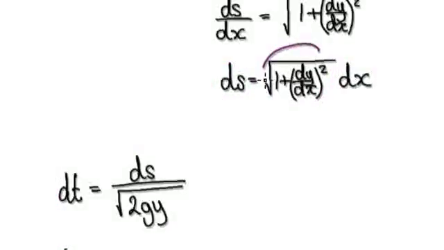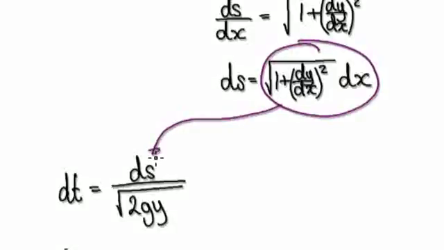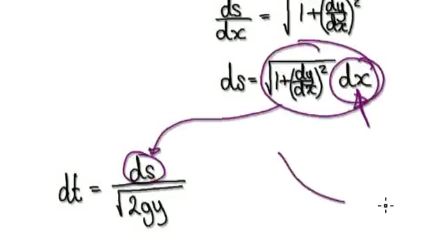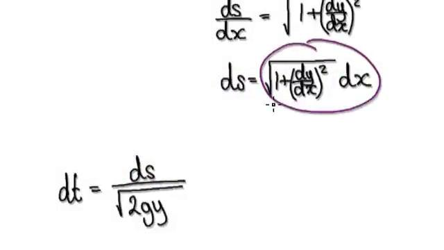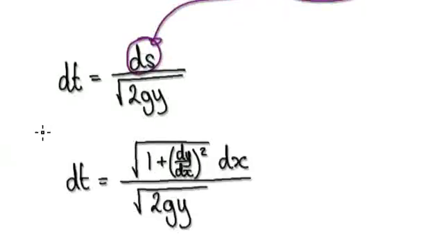Earlier we were here. Now ds equals this thing here, so we can put this into here. So now we can work with a small change in the x direction. If you have a graph looking something like this, a small change in dx here, by looking at this, we can obtain a small change in the actual path. And then ds equals this thing here, we can put this into the ds here. So that will then take us to here.